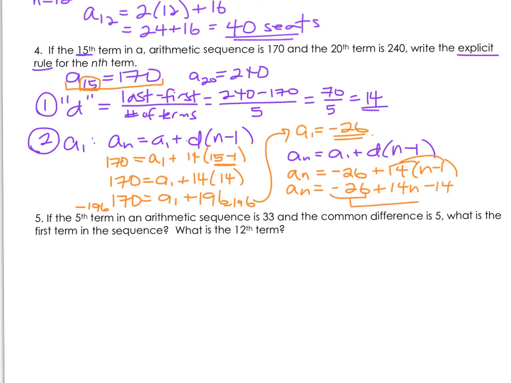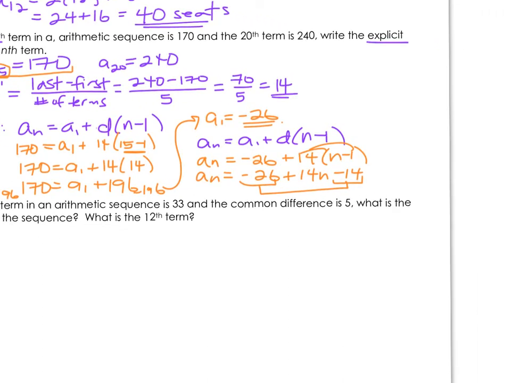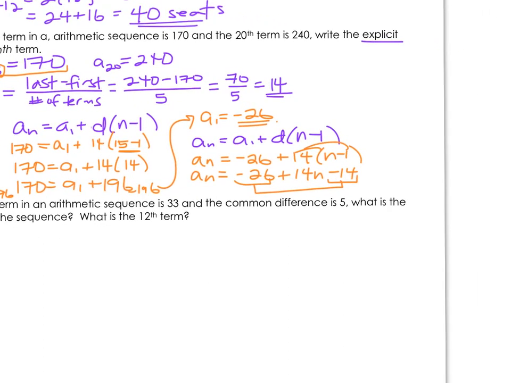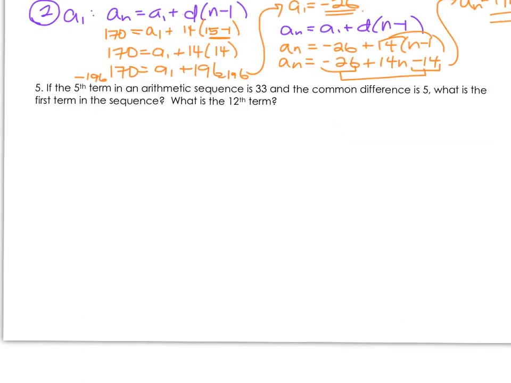Last but not least, combine your like terms. I'm going to slide this over just a little bit more to the right. Hopefully you have enough space to write this. Our formula for any term in this sequence would be a sub n equals 14n minus 40. That could give you the first term, the 15th term, the 20th, any term you want within that arithmetic sequence. Here's one more for the first part of 12.2.